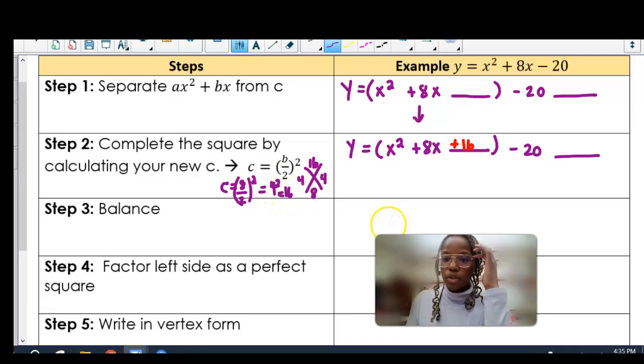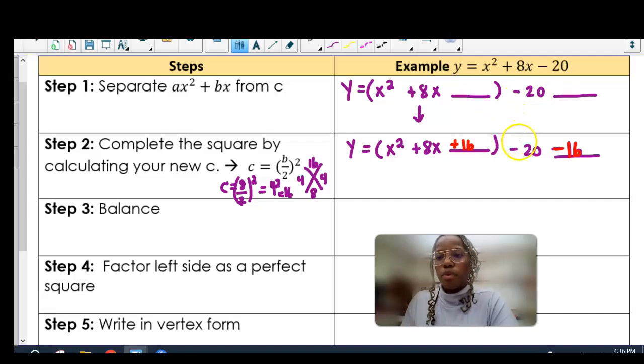So you can think about it doing it one of two ways, okay? Now, the next thing I'm going to do is balance. The biggest thing you have to recognize is that you just added 16 to this equation, which means it's unbalanced. So if you add something to the equation, you have to subtract 16 from your equation.